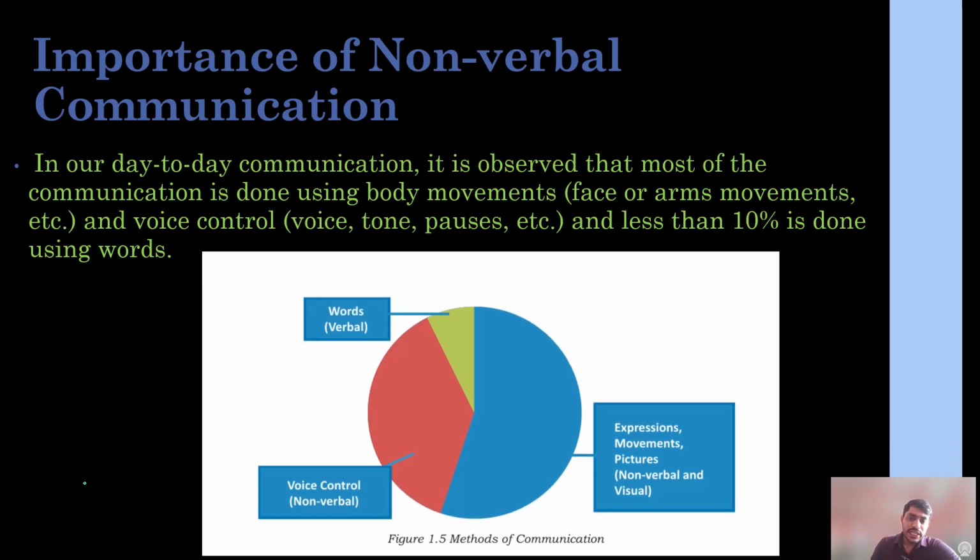Let us see, I have a research on methods of communication. This is verbal words, how many of you use voice control, non-verbal, and expression, body movement, pictures, how many use. It is the ratio from the research they have done. Based on that, they have calculated that this much of people use words verbally, this much is voice control through non-verbal, and these use expression and body movement, clear.